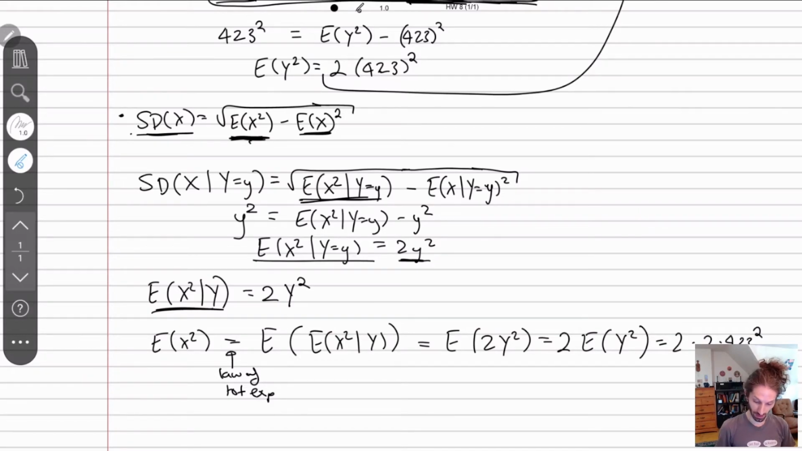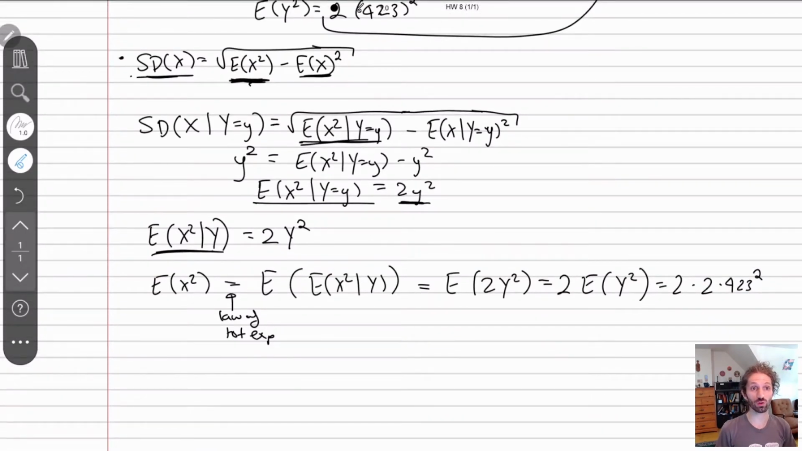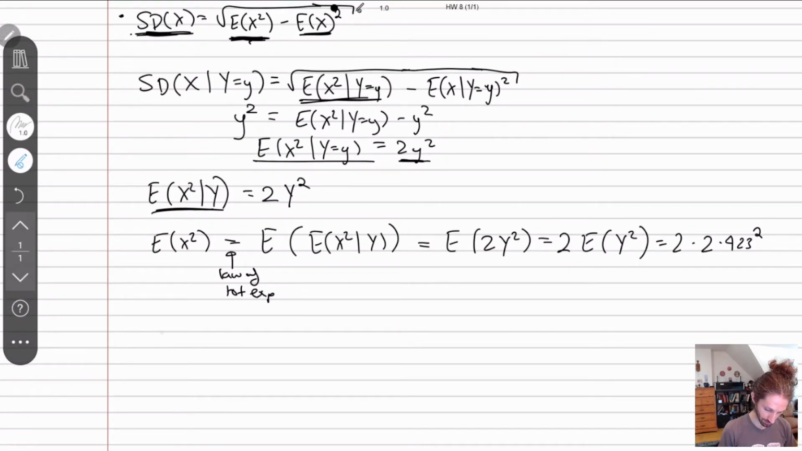Okay. So far so good. But we're still not done, right? Because we're trying to solve this SD of x. So what's SD of x? Well, this is the square root of E of x squared, which is 2 squared times 423 squared minus E of x squared.